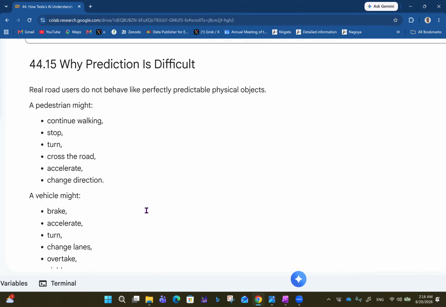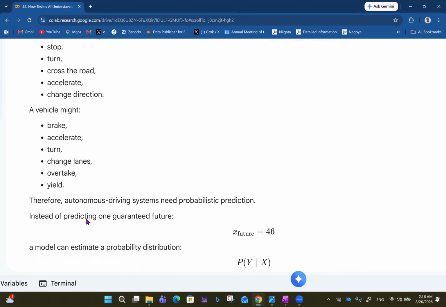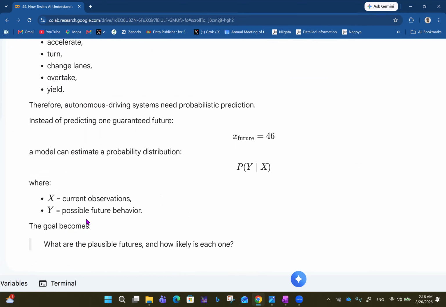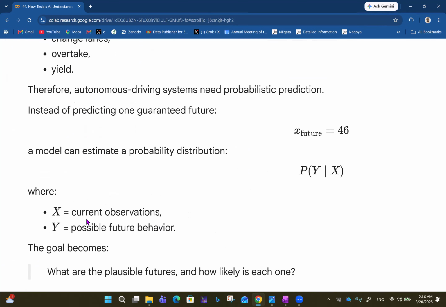Now, why is prediction difficult? Real road users do not behave like perfectly predictable physical objects. A pedestrian might continue walking, they can stop abruptly, they can turn, they can cross the road, they can accelerate or change direction. A vehicle might brake, accelerate, turn, change lanes, overtake, or even yield to a driver behind them. Therefore, autonomous driving systems need probabilistic prediction.